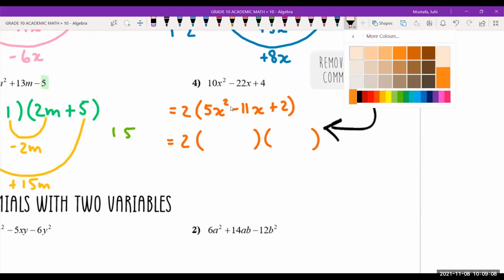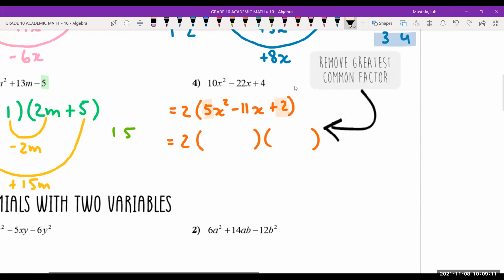Let's think about it. Our first number is a 5 and our second number is a 2. Both of those are prime numbers. So what are the only 2 numbers that multiply to give me 5? Good, so I'm going to put a 5x here and I'm going to put a 1x here. What are the only 2 numbers that multiply to give me a 2? 1 and 2. Now here's where you're going to guess. You can either put it as 1 and 2, or you can put it as 2 and 1. Which one do you guys want to try? Do you want to put the 2 here or the 1 here? You want to try 2 here and a 1 here? Okay, let's try it this way.